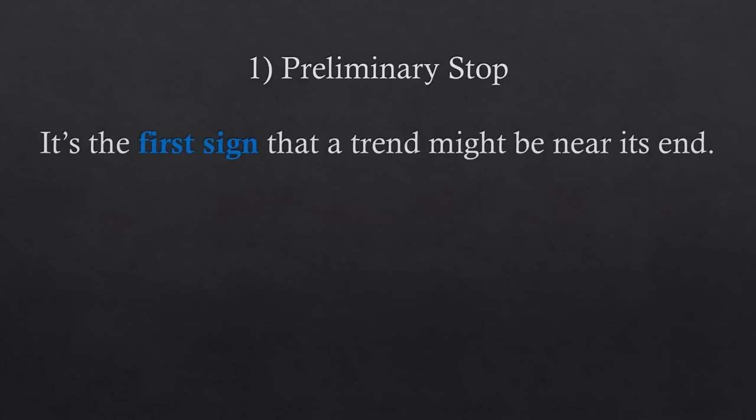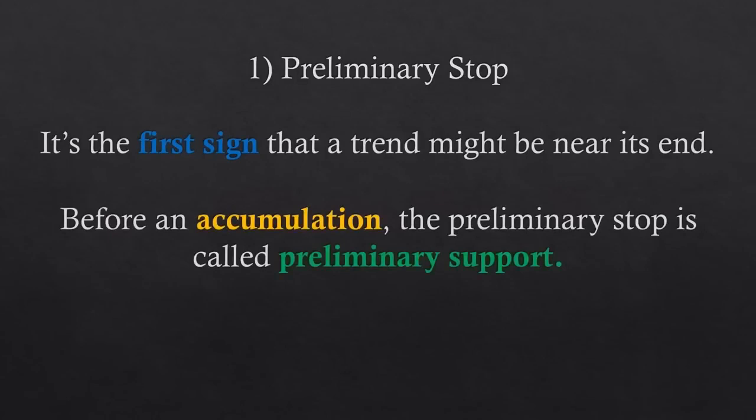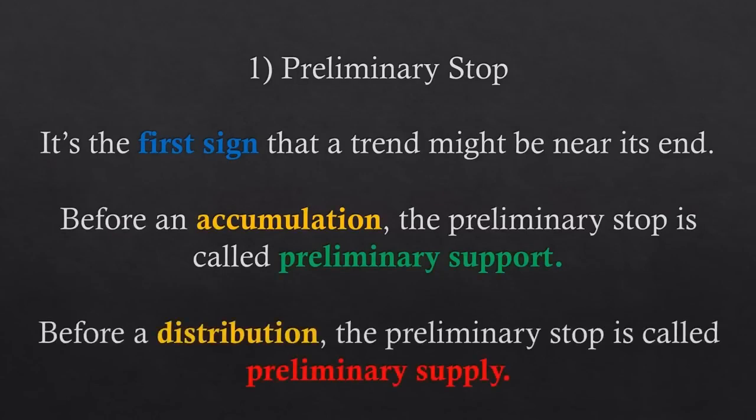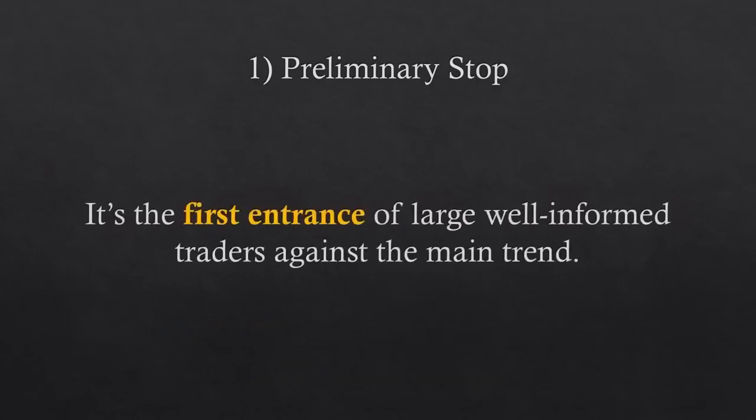The preliminary stop is the first sign that the trend might be near its end. When we are talking about an accumulation, the preliminary stop is called preliminary support, and when we are talking about a distribution, it is called preliminary supply. The main characteristic of a preliminary stop is the first entrance of large traders in the opposite direction of the main trend. This is usually displayed in two different forms: narrow range candles that have high volume, which is a form of divergence in volume spread analysis, or a candle that has a large tail and high volume. In other words, the preliminary stop is the first large trader's attempt to absorb orders.